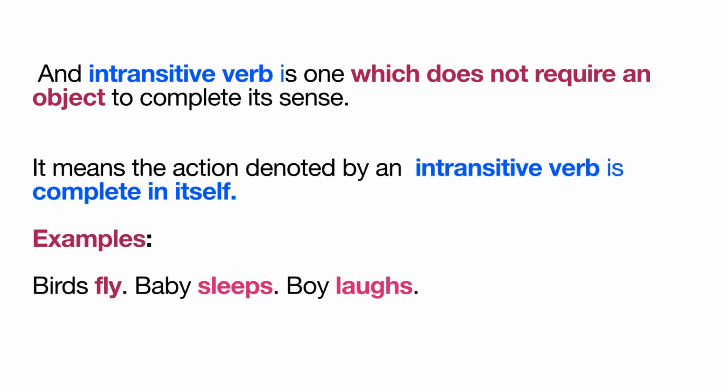Consider these given examples. Birds fly. We can't ask questions. Birds fly what? It makes good sense by itself. Baby sleeps. We can't ask baby sleeps what? Boy laughs what? These sentences are complete without objects. So such verbs as fly, sleeps and laughs are intransitive verbs.